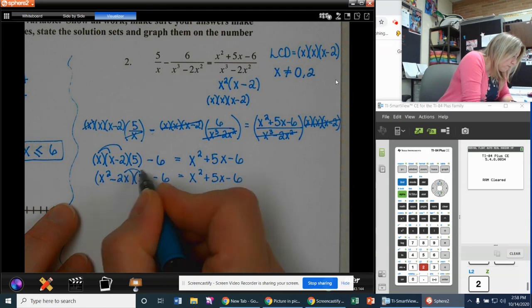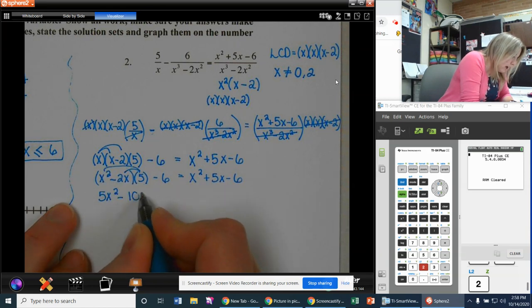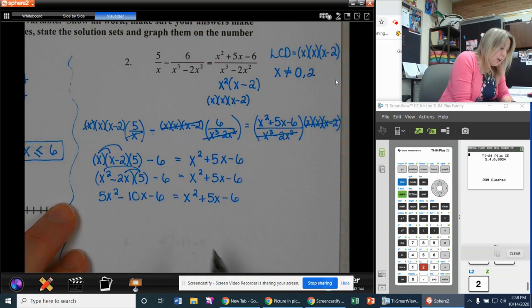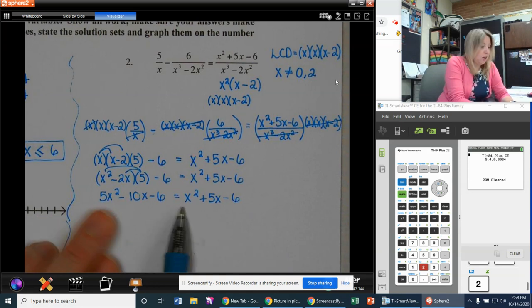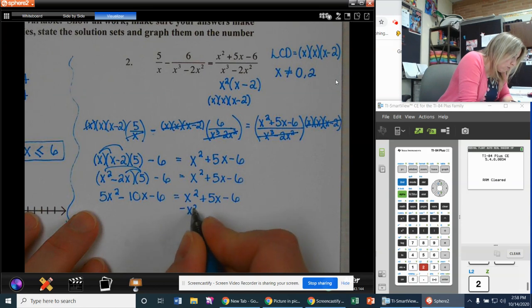Now let's distribute the 5. So you get 5x squared minus 10x minus 6 equals this x squared plus 5x minus 6. So now the one side that has more x squareds is the side you want. So let's get everything over there by moving them oppositely.